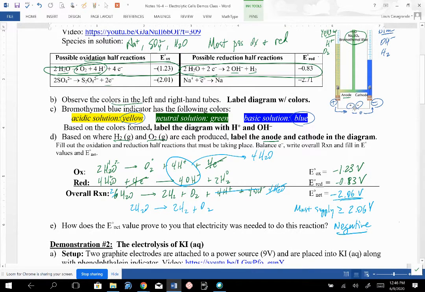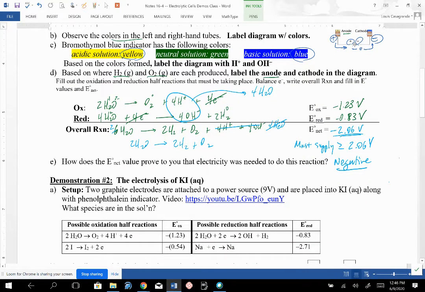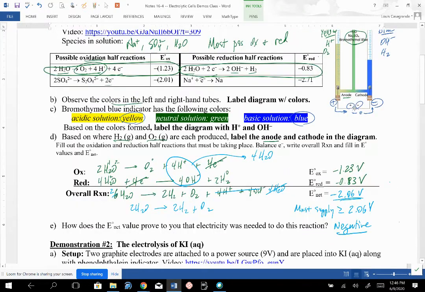Okay, so now that we've had our first look at an electrolytic cell, electrolytic reaction, let's look and see what happens when we put some things into the solution that might react other than water. Oh, by the way, here's another way of remembering.